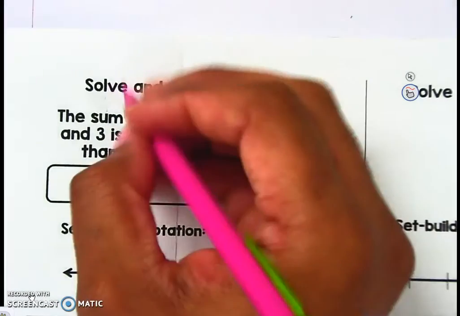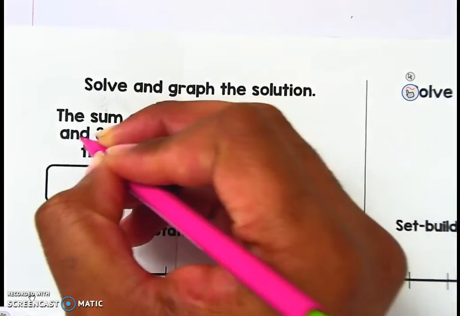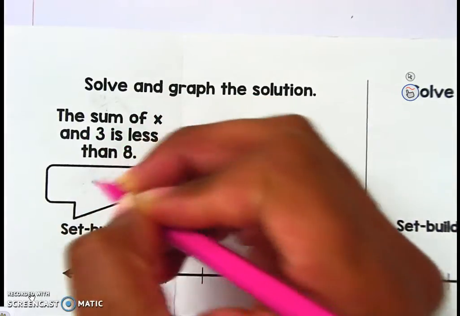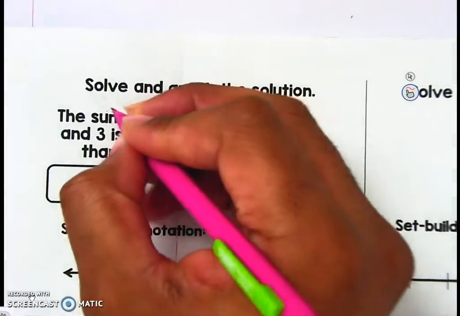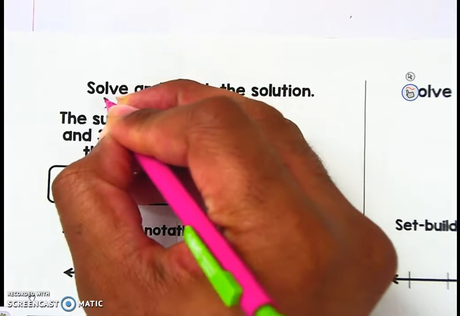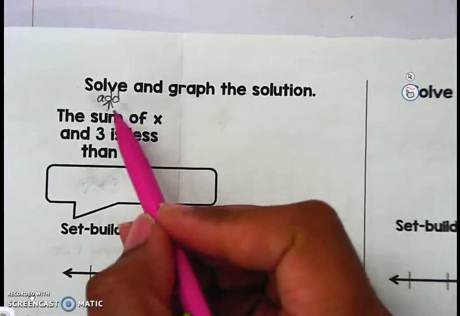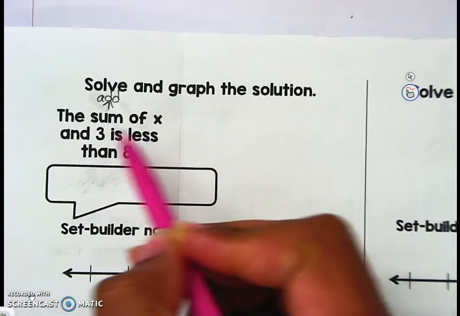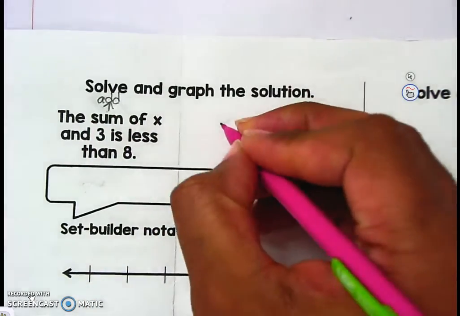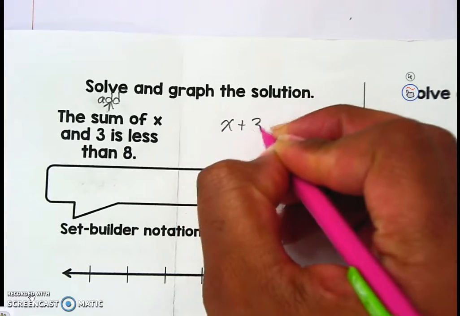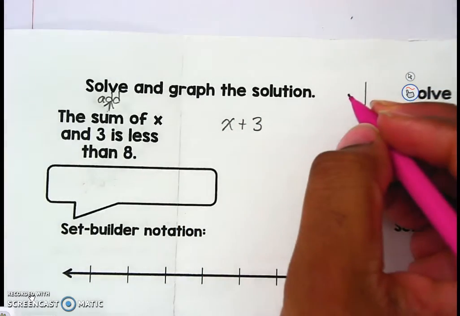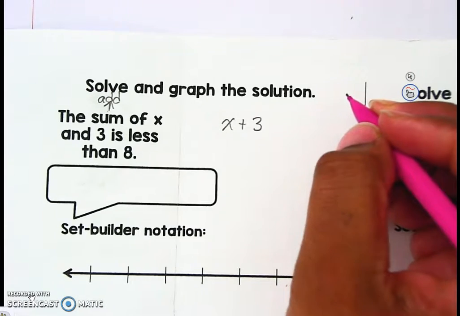So here, we're talking about the sum of x and 3 is less than 8. And we know the word sum means to add. So the things we're going to add, it says the sum of x and 3. So we're going to add x plus 3. And it says it's less than 8.